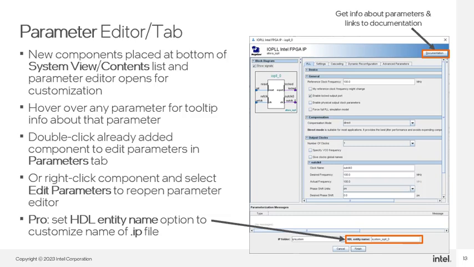At the bottom of the editor are Pro-specific options. The IP folder option lets you select where you want to store the .ip file created by this parameterization of the component. By default, this is in a folder with the name of the system placed in a folder named IP in the project directory. The other option, named HDL Entity Name, lets you select the name for the .ip file itself. You can change the file name later using an option in Platform Designer, but do not change the .ip file name manually outside of the tool.